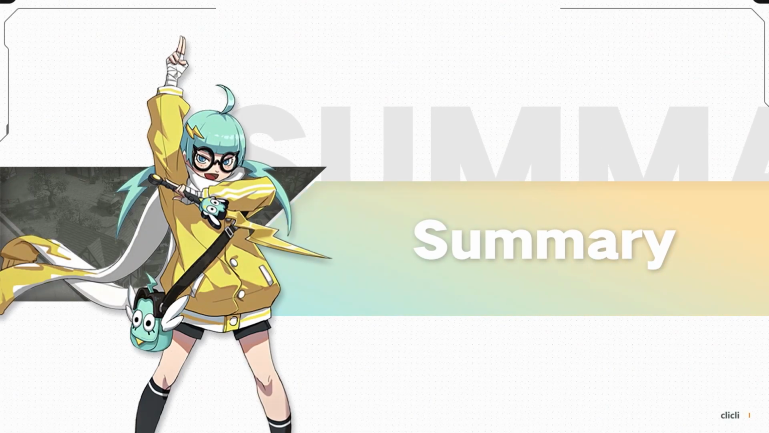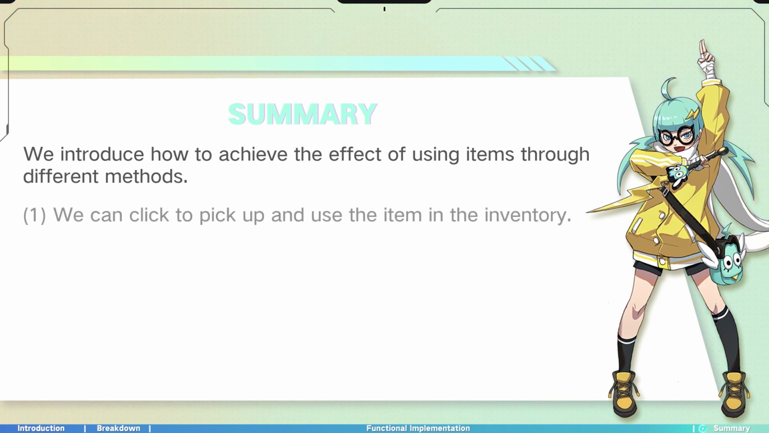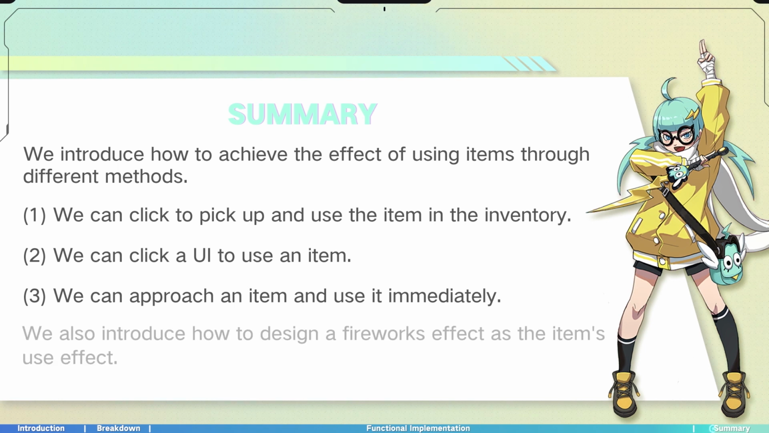Now, it's time to review what we learned today. Today, we introduced how to achieve the effect of using items through different methods. We can click to pick up and use the item in the inventory. We can click a UI to use an item. We can approach an item and use it immediately. We also introduced how to design a fireworks effect as the item's use effect.